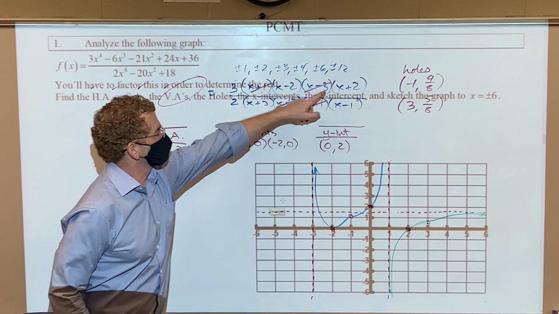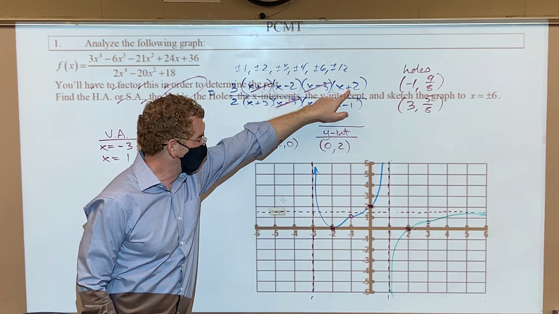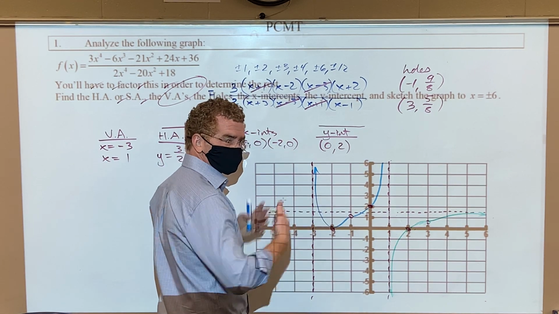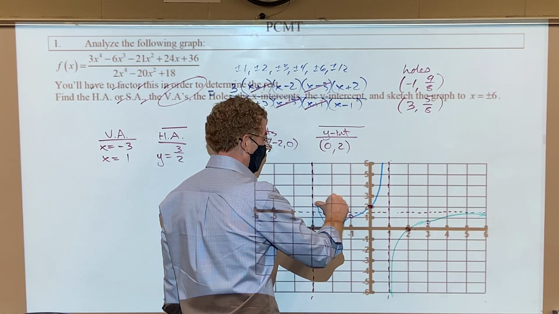Doesn't have a double root at x plus 2. It's not bouncing there. So that's impossible. That is not an option.